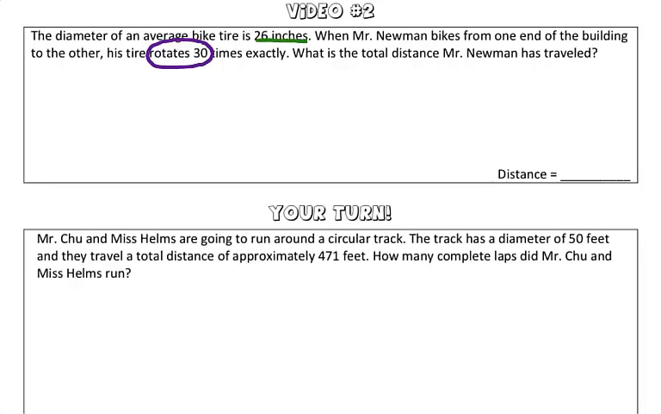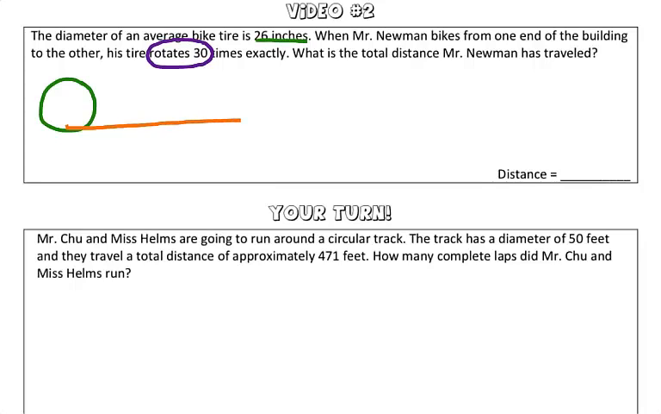So, if we're thinking about this problem, he is able to rotate his tire 30 times, and his bike tire is 26 inches in diameter. If we can figure out how far he travels in one rotation, we'll be able to calculate how far he traveled in 30 rotations.